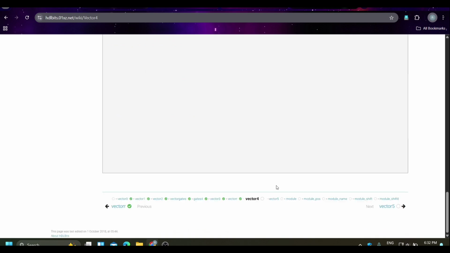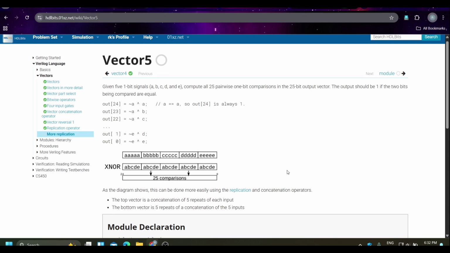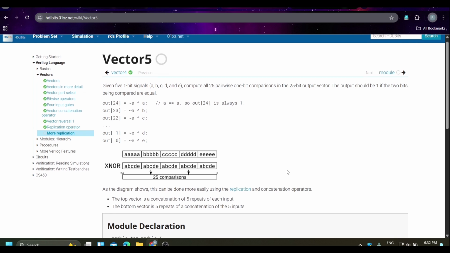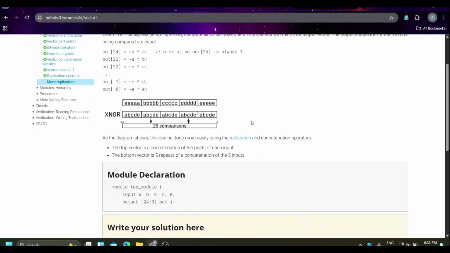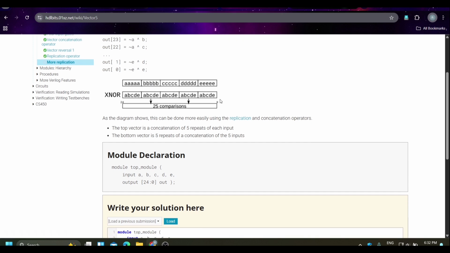Let's solve the next question. This is a comparison sort of question. For the comparison, we are using XNOR operations. Here also they have given 2 inputs and we need to compare those. In this input, A is repeating 5 times, B is repeating 5 times, C is repeating 5 times, and D and E also repeat 5 times. And in the next input, A, B, C, D, E is repeating 5 times. So we need to compare these.